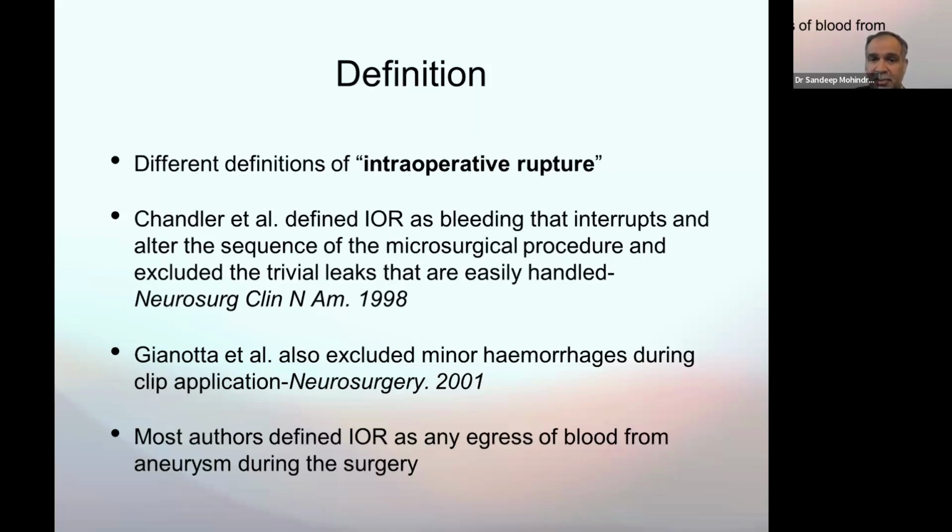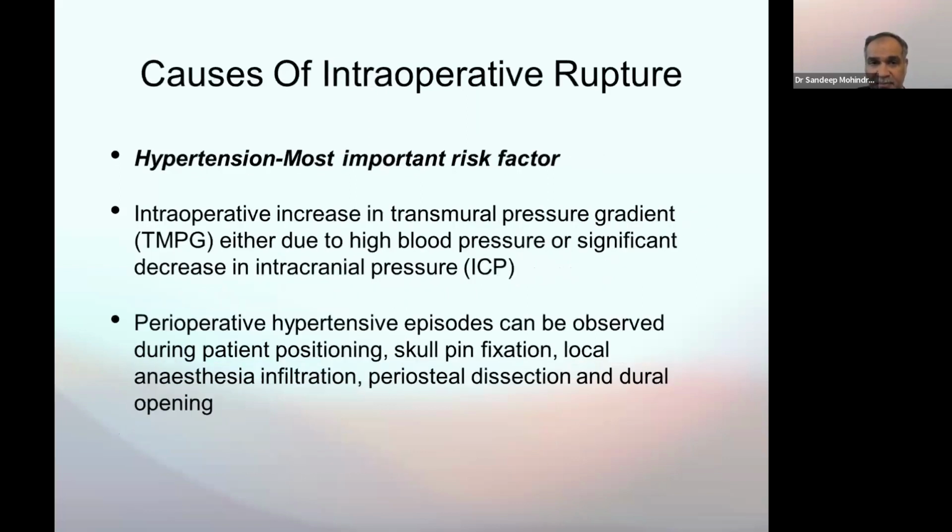Most authors define intraoperative rupture as any egress of blood from the aneurysm during the surgery. So, causes of intraoperative rupture. There are many reasons which have been determined. You may also pinpoint some of the reasons from the intraoperative complications which you face when you are doing ACOM aneurysm surgery. But still, the majority of times you will not find any prominent or peculiar causative reason behind intraoperative rupture. Hypertension is the most important risk factor.